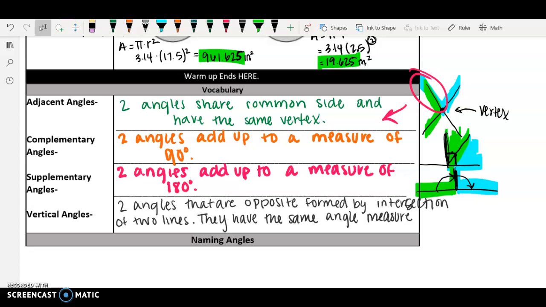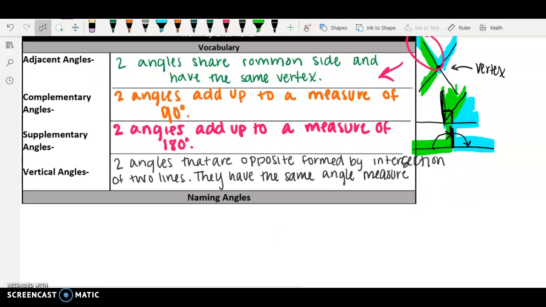Vertical angles are 2 angles that are opposite from each other, formed by an intersection. So here's our intersection, also known as our vertex. And so this angle here is vertical from this angle here. So this angle and this angle are vertical angles, and they also have the same measurement. So if this is 70 degrees, then that means that this is also 70 degrees.